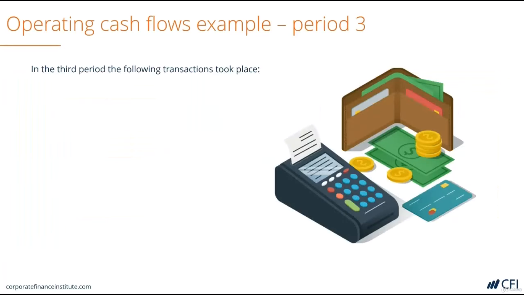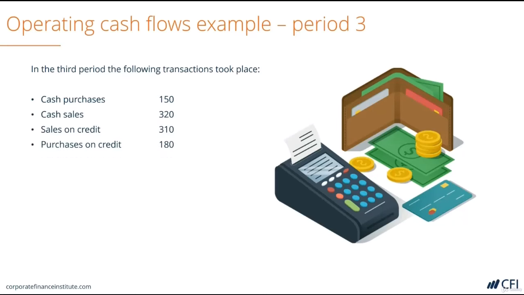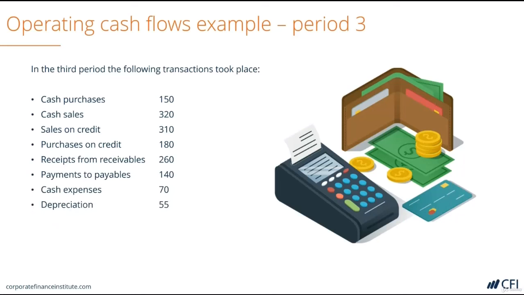Now let's look at an even more complicated period 3. In this period, the following transactions took place. Cash purchases of 150, cash sales of 320, sales on credit of 310, purchases on credit of 180, receipts from receivables of 260, payments to receivables of 140, cash expenses of 70, and depreciation of 55. And again, there was no inventory left at the end of the year.